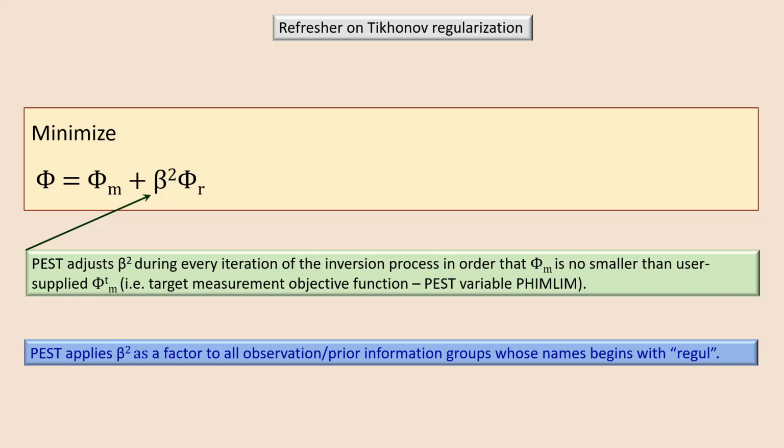Now, how does PEST know which observations or prior information equations enforce Tikhonov regularization? It recognizes them because they belong to observation groups whose name begins with REGUL. And both prior information equations and observations can belong to an observation group whose name begins with REGUL. These are the groups to which this so-called regularization weight factor is applied. This factor is recalculated during every iteration of the regularized inversion process.